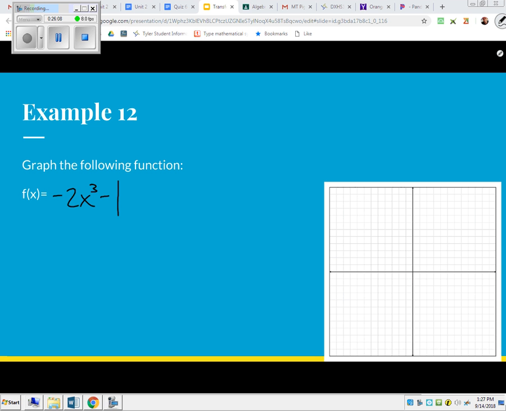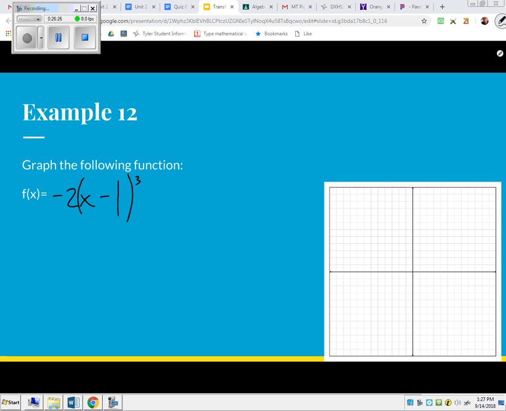Did a really good X cubed one last time. I don't remember what it was. This one will work. Let's change it a little bit. I want to do this. There we go. I like that better.